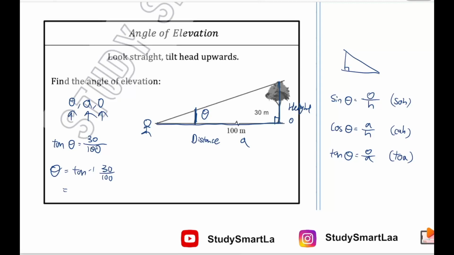Make sure it's in degree mode because we are finding the angle in degree. Of course, if you put it in radian mode, when you do the tangent inverse, the angle that you will get will be in terms of radian. All right. So what you will get is 16.699 degree. If it's the final answer, I'll put it into one decimal place. So 16.7 degree, 1 dp, or one decimal place.